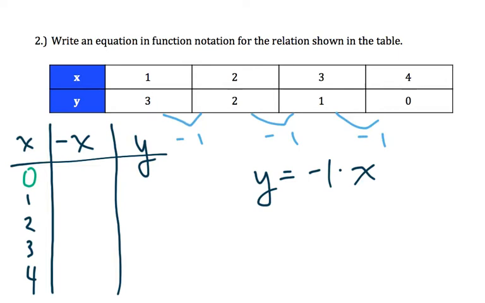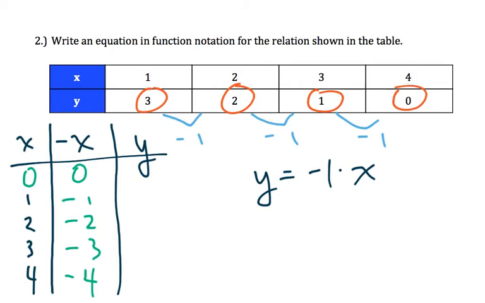Now if I take the values in x and I use this equation that I'm working on so far to create -x, well, 0 times -1 doesn't matter, so that's still 0. -1 times 1 is -1. -1 times 2, and so on. It's just making all these values negative. But the issue is, these values do not match up with my y. And since they don't match up with my y, I'm going to write those y values in here.